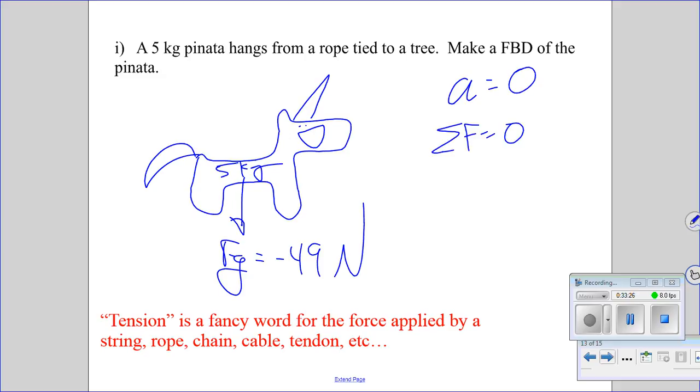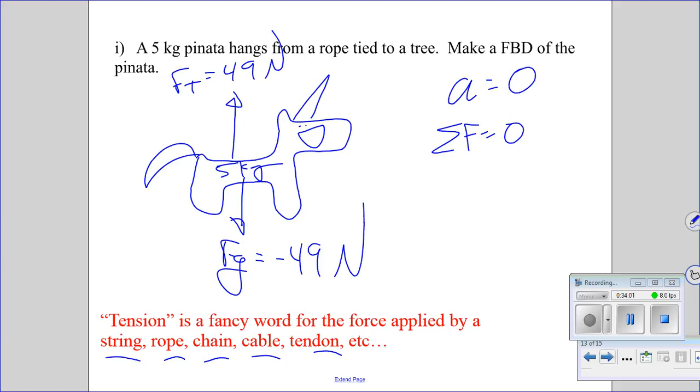Now, the thing holding him up is a rope. Anytime you have a force exerted by something like a string or a rope or a chain or a cable or a sinewy tendon, we call that tension force. And it had to be 49 newtons because my net force was 0. So in a lot of ways, it behaves similarly to normal force.